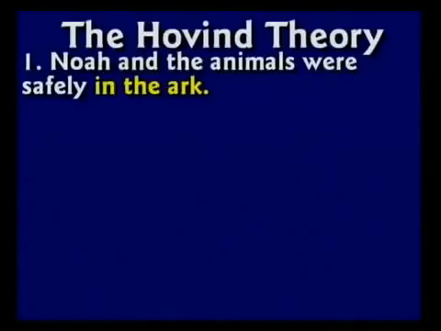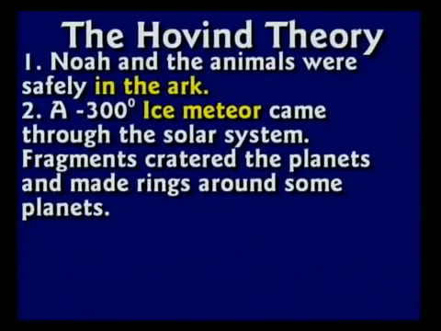Number 1, I think Noah and the animals got safely into the ark. God shut the door. Number 2, a 300-degree below zero ice meteor, in space is full of ice comets, came flying through the solar system and began to break apart. As it broke apart, some of the fragments got caught and became the rings around other planets. Saturn, Uranus, and Neptune have rings around them, ice rings. We'll get into that in a minute.